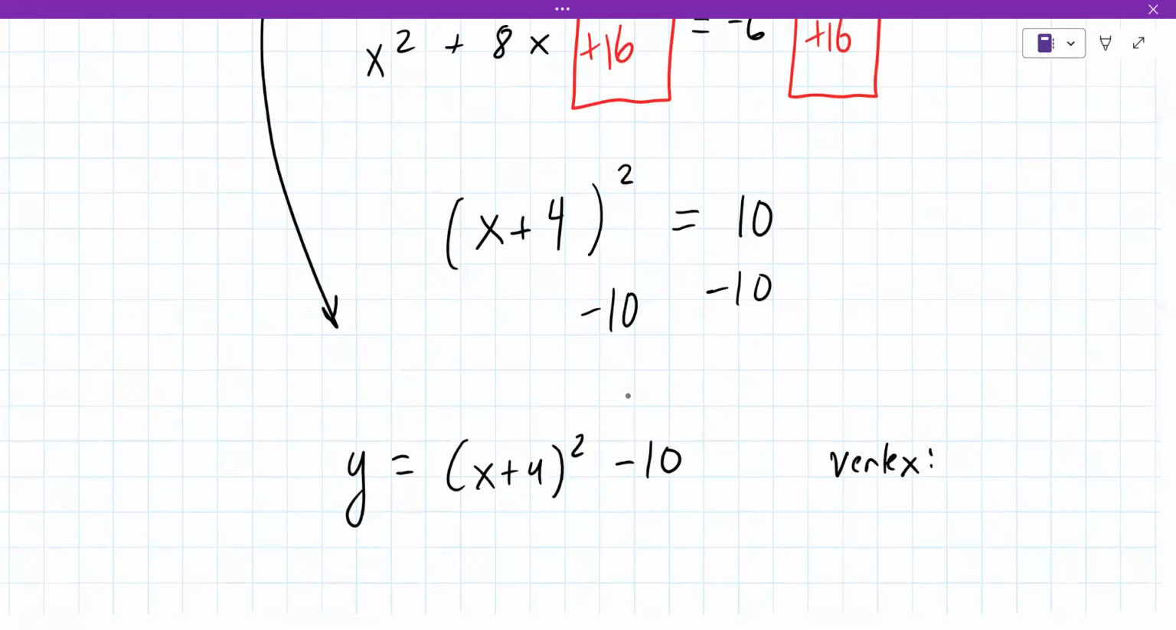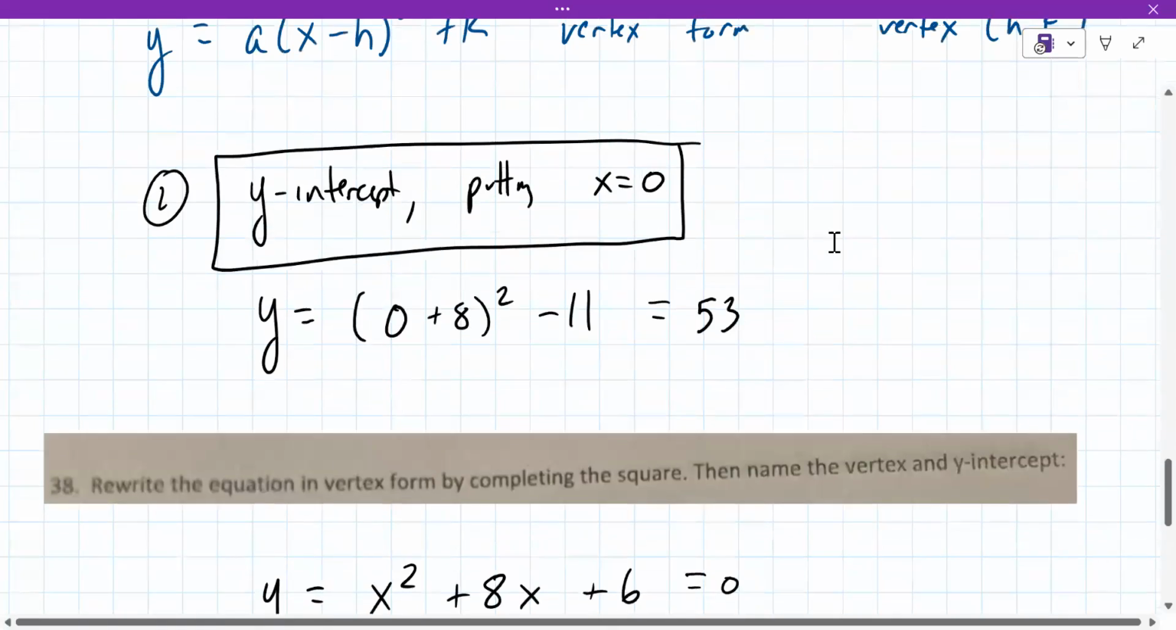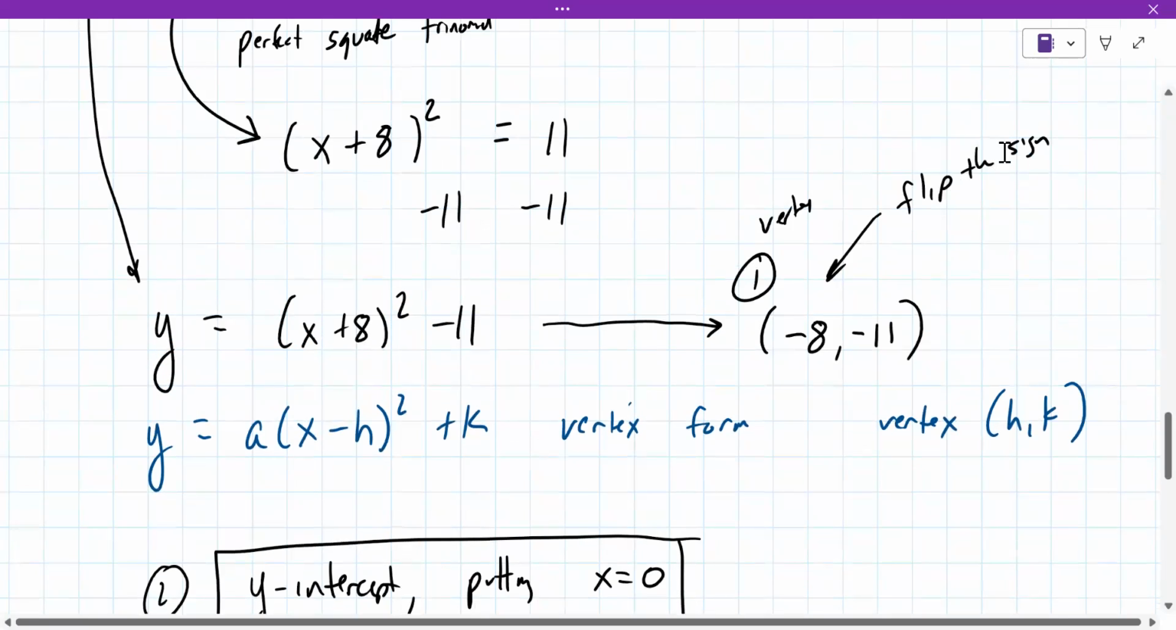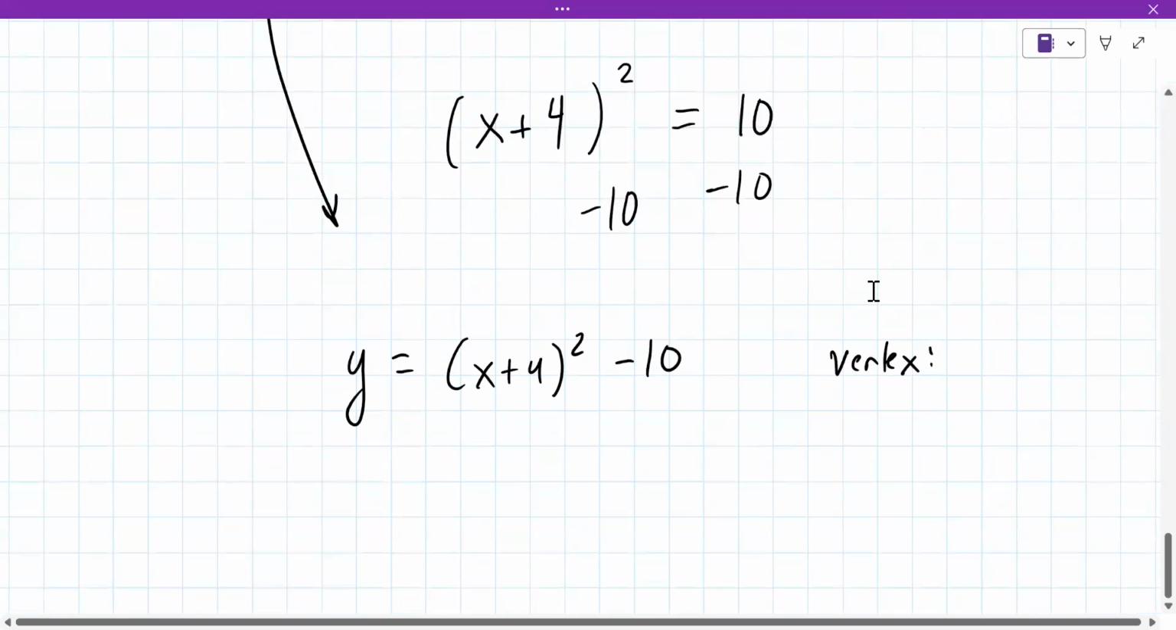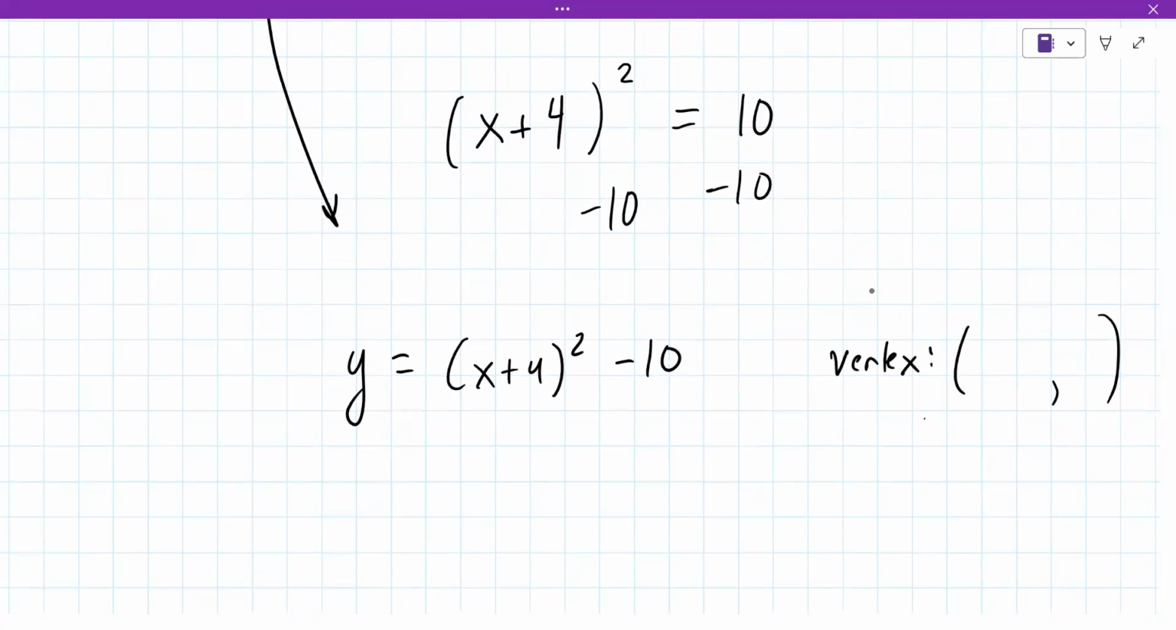I'd like you to tell me the vertex, please. X plus 4 squared minus 10. 4 and negative 10. Do you have a note on your card or sheet there that says to flip the sign? Oh, I didn't put that on my worksheet. Okay, let me write that down. So try that one more time. Give me the vertex whenever you're ready. Negative 4 and negative 10. Yes, good.